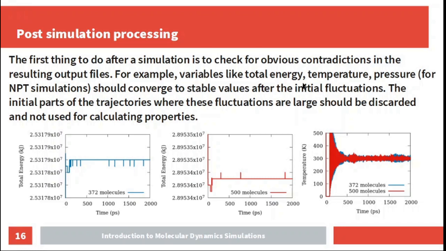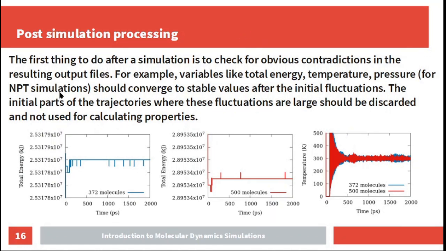What to do once you get your simulation done? That is post simulation processing. The first thing to do after a simulation is to check for obvious contradictions in the resulting output files. For example, variables like total energy, temperature, and pressure for NPT simulations should converge to stable values after initial fluctuations, because if you're simulating in the NPT ensemble, then your pressure should be constant. The initial parts of the trajectories where these fluctuations are large should be discarded and not used for calculating properties.